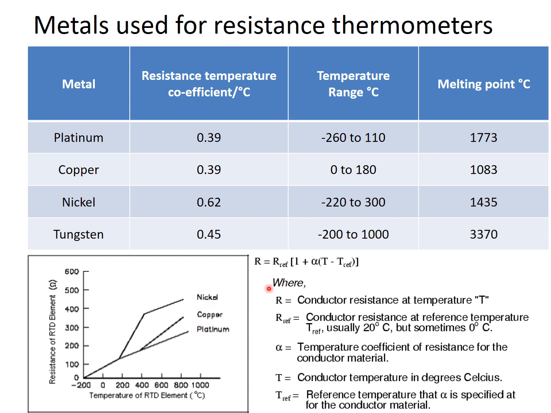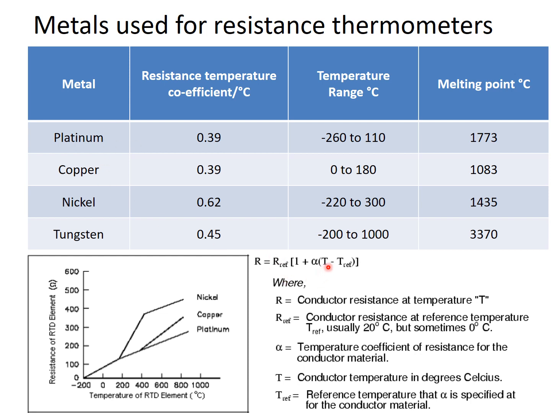Now we can find the resistance of these metals by using the general formula: R equals R reference into 1 plus alpha into T minus T reference. R reference is the reference resistance at the temperature of 0 or 20 degrees Celsius. Sometimes 20 is taken as the reference, and sometimes 0 degrees Celsius. That is your reference temperature and reference resistance, and it varies from metal to metal.